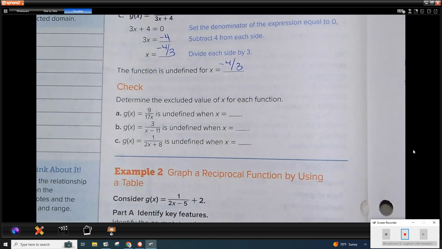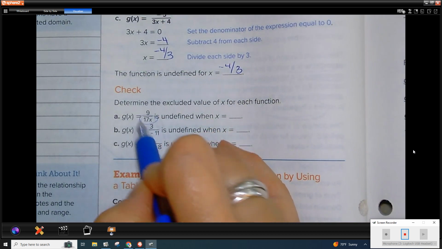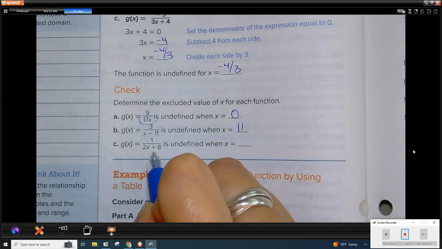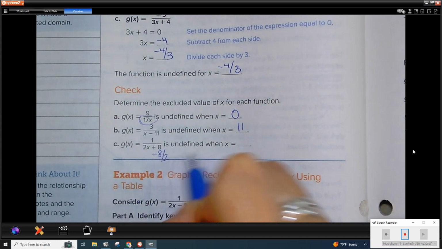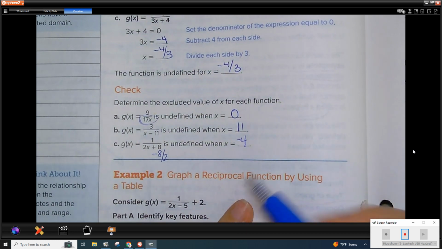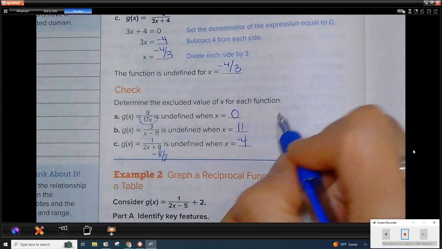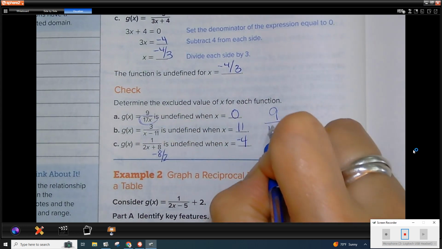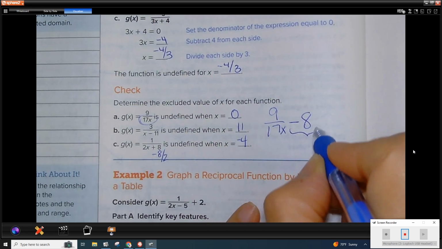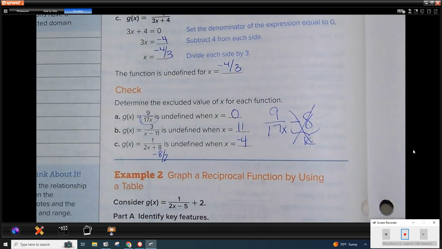So if you want to pause and do the check real quick, we did them in class. This one's easy, there's no plus or minus. X is 0, x is 11. Remember, negative 8 divided by 2, which is negative 4. And those are each the vertical asymptotes also, because that's where it's undefined. And there is no k. When I'm talking about k, it would be 19 over 17x minus 8. This would be your k.